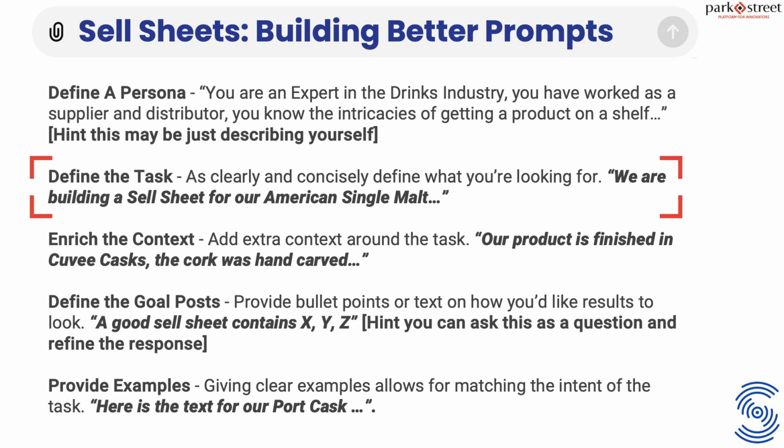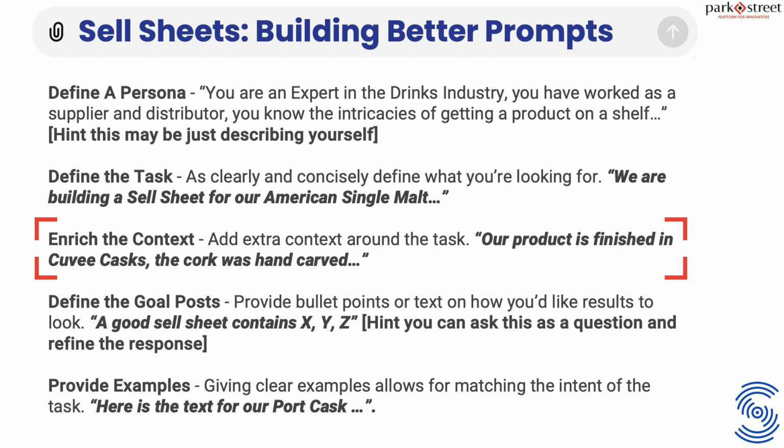Then define the task and be really clear here. What is the sell sheet about? It's a sell sheet for an American single malt. It's a sell sheet for an agave-based spirit. Define it really concisely and clear. The next thing you need to do is add additional context. And here's where your brand gets layered in. So this may be bullets on, it's a 750 ml at 192 points at the San Francisco Awards, whatever that might be.